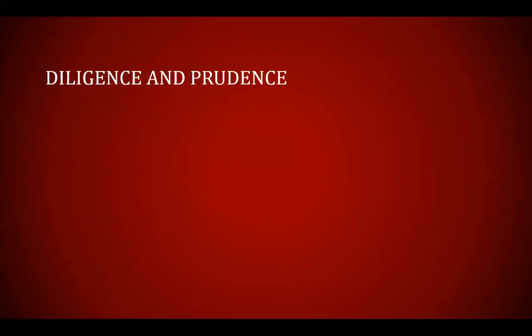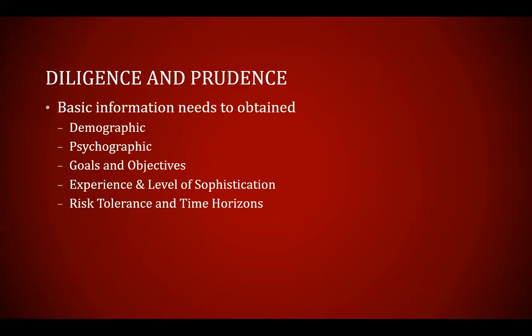And then let me also mention diligence and prudence. This word comes up quite a bit in the DOL rule itself, and we need to understand what that means. Diligence and prudence means that you are going to engage in a fact-finding expedition when you meet with your client, because there's some basic information that you need to obtain to be able to make a recommendation. You need basic demographic information, the age of an individual, the age at which they want to retire, or the age at which they want their children to go to college. You need to understand those timelines, and those demographics are going to give you that information.